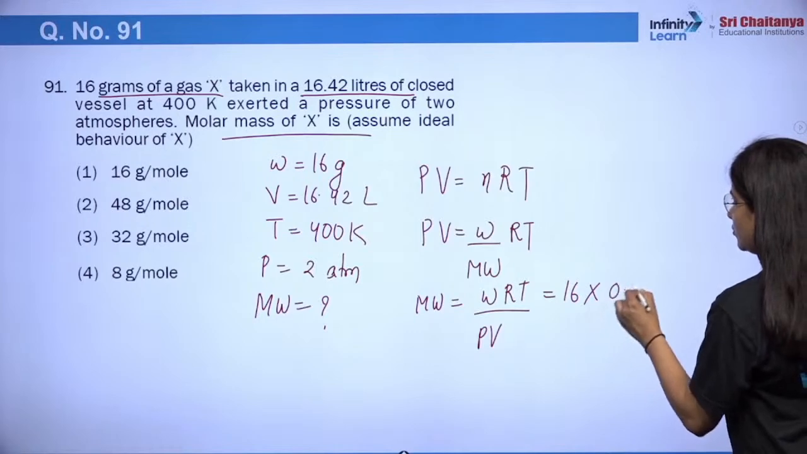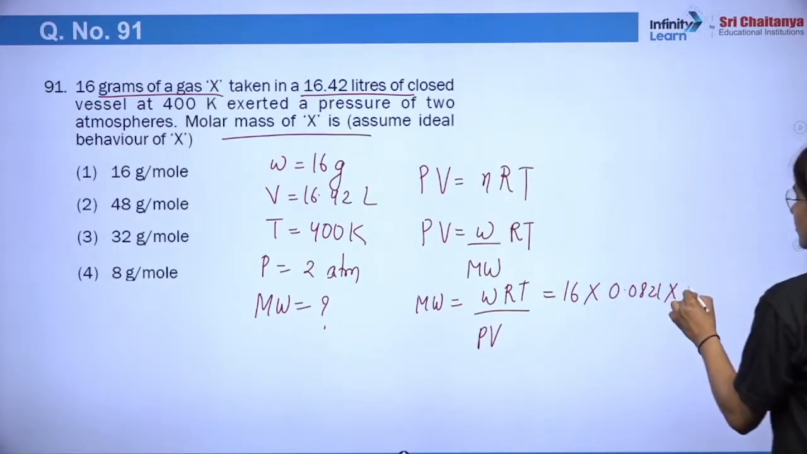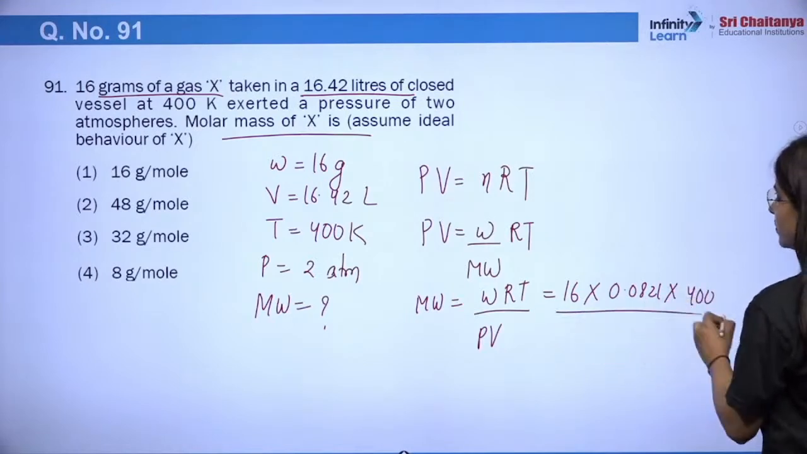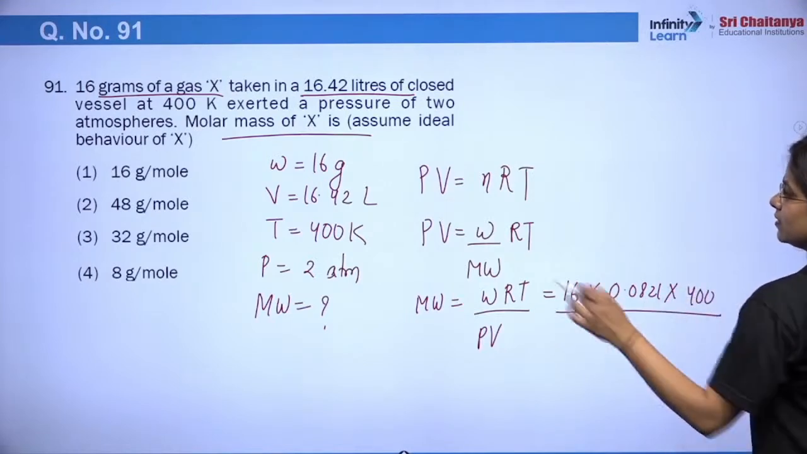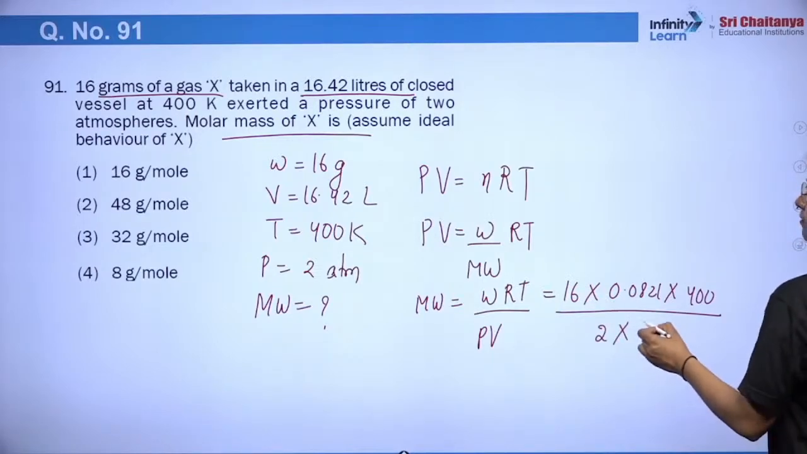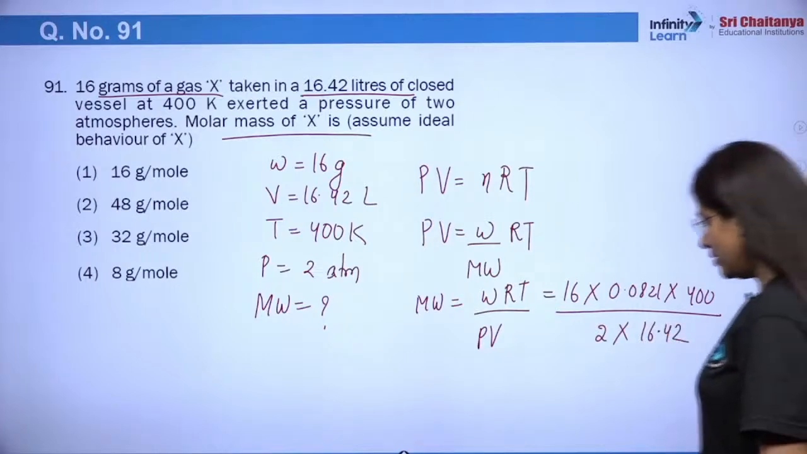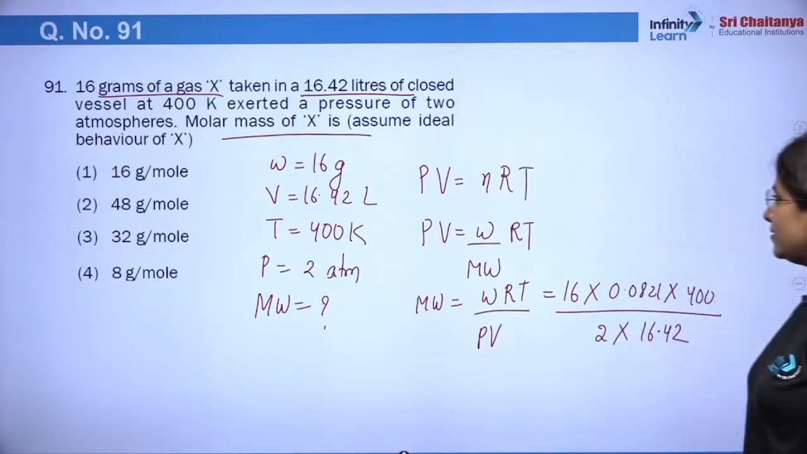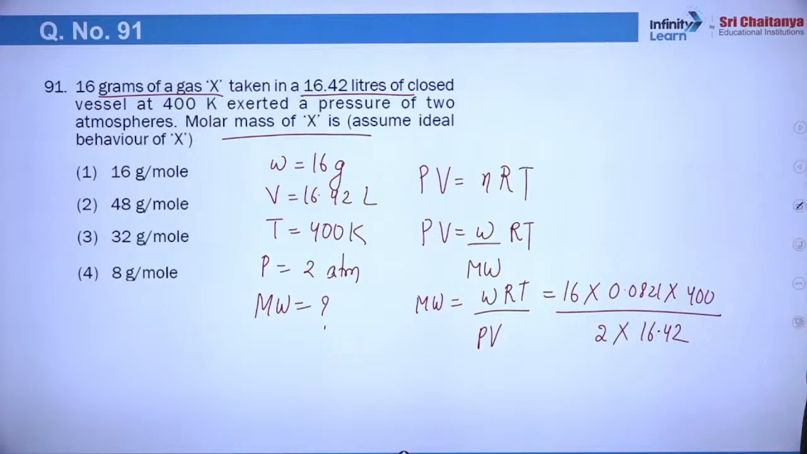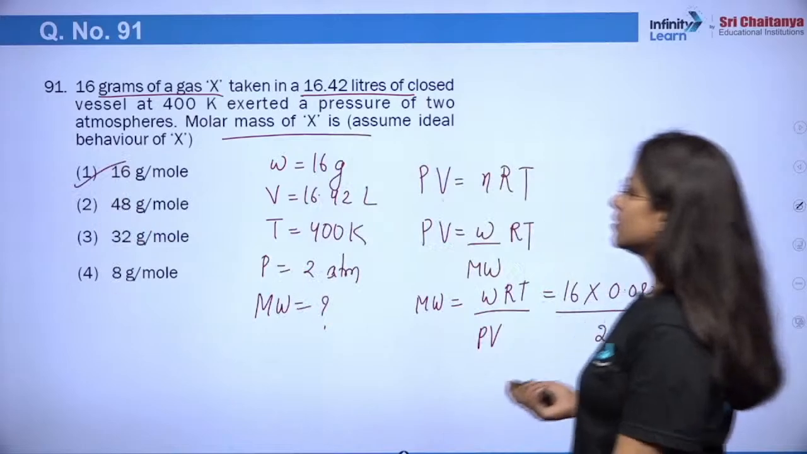16 into 0.0821 into what? T is 400 Kelvin. What is P here? 2 atm. What is V here? V will be 16.42 liters. You can solve to get the final answer. Final answer will be, I think, approximately 16. You can calculate what is the answer. Answer will be approximately this.